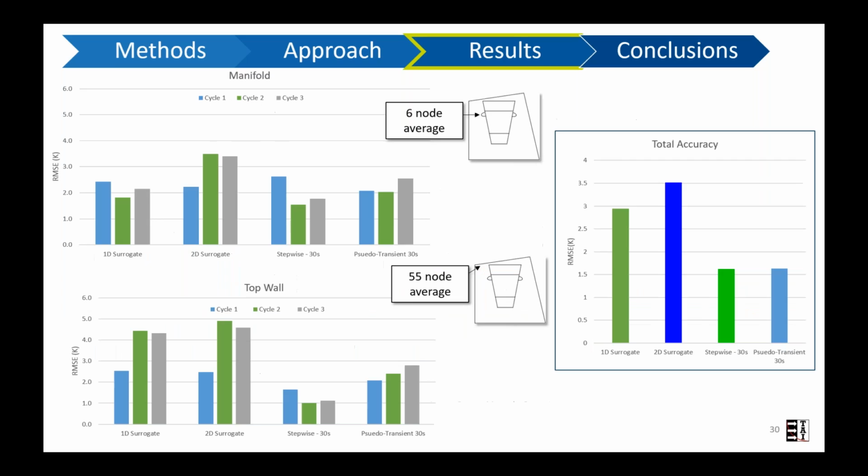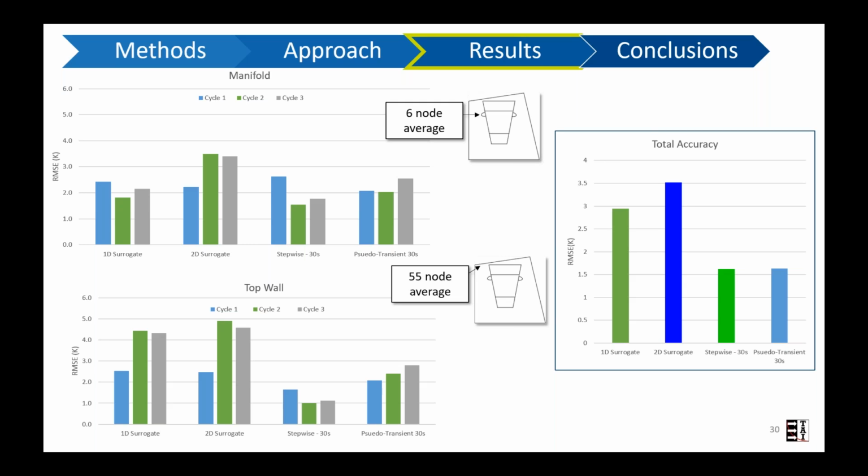Okay, let's look at these results in more detail. On the plots shown, on the top, we're looking at the same manifold temperatures that we were viewing in the graphs, and the bottom graph is looking at a 55-node average taken from the top wall. And these plots show the different cycles and their different root mean square errors. So we see the 1D surrogate, 2D surrogate, stepwise with the 30-second coupling, and pseudo-transient with the 30-second coupling.